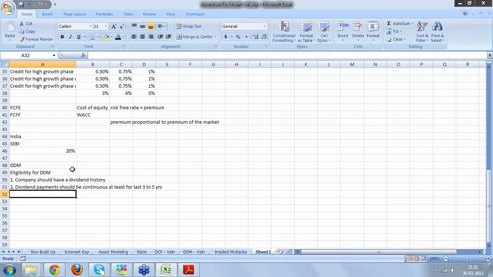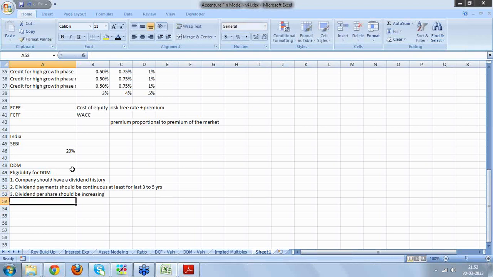That means if the company paid a dividend 5 years back, then no payment in the 4th year back, 3rd year, and again paid 2 years back, so the profile is yes, no, no, yes, no, no, that is also not suitable for modeling the company using DDM. If you choose the last 3 years, they should have been paying dividends continuously in the last 3 years. Dividend per share should be increasing. So that's the third condition.